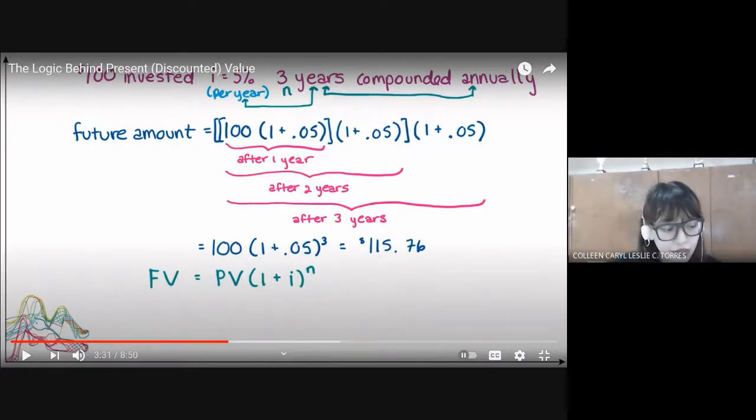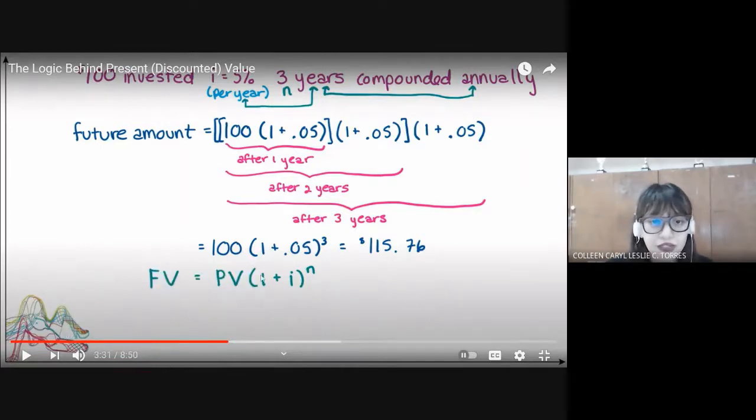So if we were to convert that to pesos, times 50 pesos, that's 578. Is that correct? 115.76 times 50 is 5,788. So that is 5,788 pesos. So in the future, at a 5% interest rate, 5,000 pesos would be equal to a future value of 5,788 pesos. Not bad.